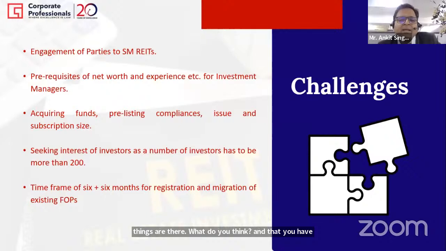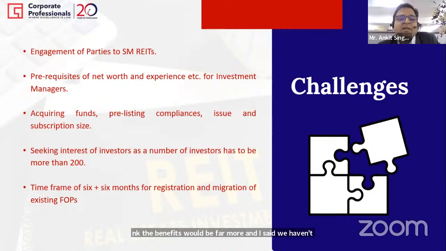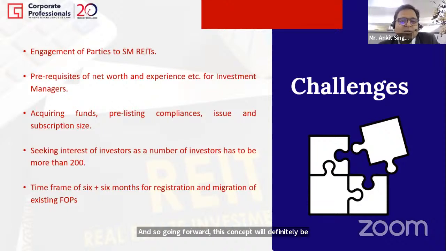But yeah, definitely, I think the benefits would be far more. And as we have seen in the past, any sector which becomes regulated has always seen a lot of development going forward in that area. If you see, both REITs and InvITs came at the same point of time. While REITs are still in a developing stage, there are a number of InvITs which have registered. Similarly, AIFs, more than 1,000 I think would be registered in India at this point of time. So going forward, this concept will definitely take a lot of space in the coming days.